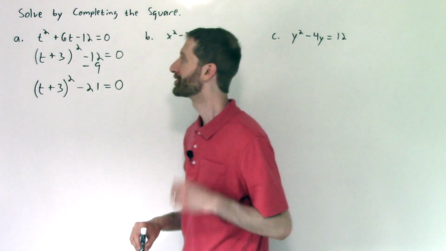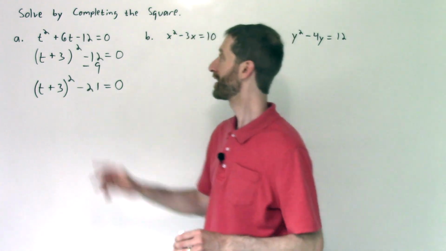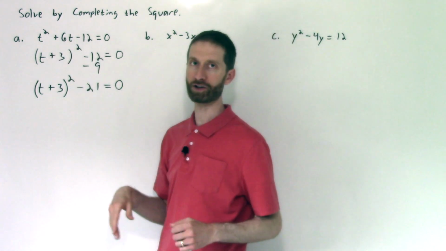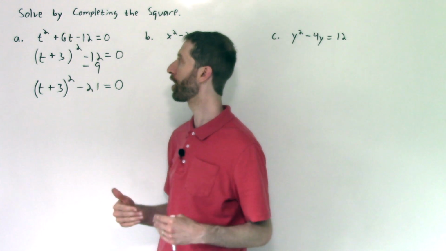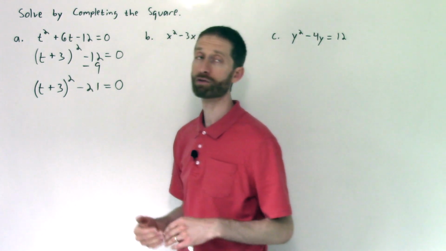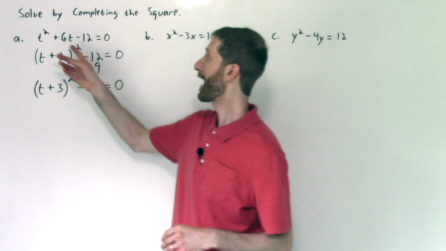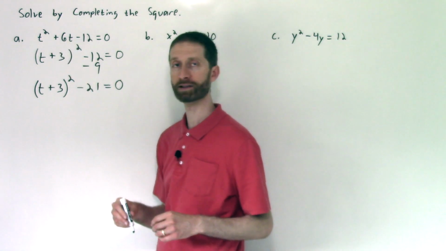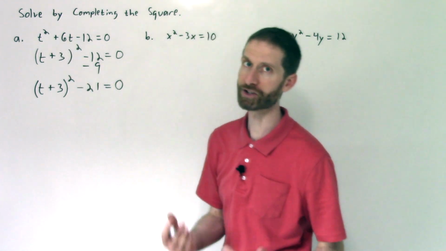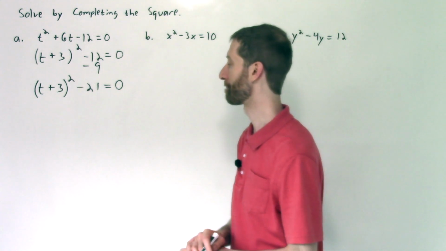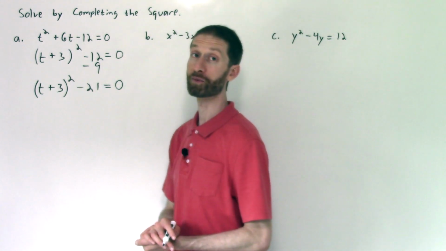All right, so now, I should mention that this we couldn't factor, right? Factors of 12 are 1 and 12, 2 and 6, 3 and 4, none of which are going to add up to 6 or combine to 6. So there had to be another way to solve it. Enter completing the square. Now, what do we do from here?